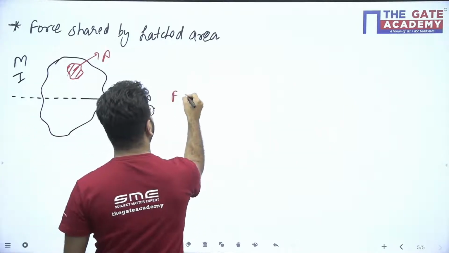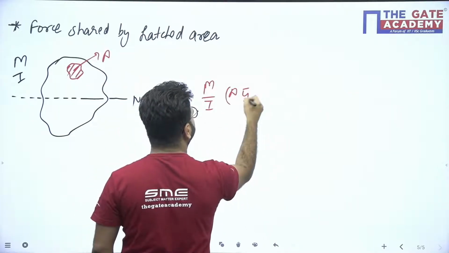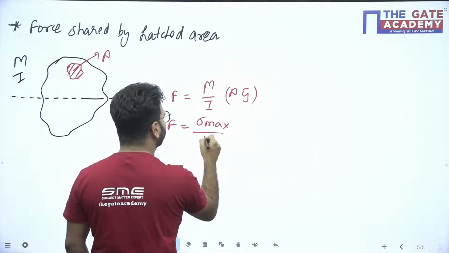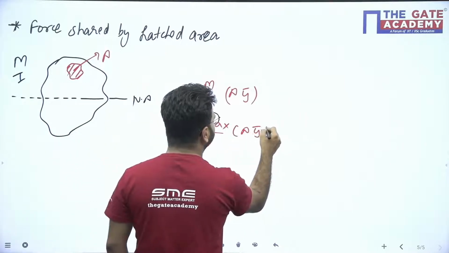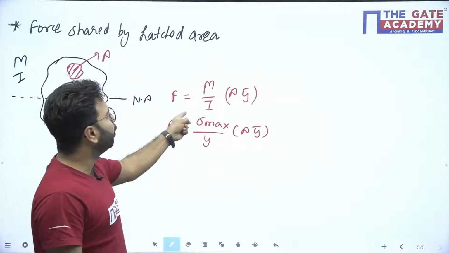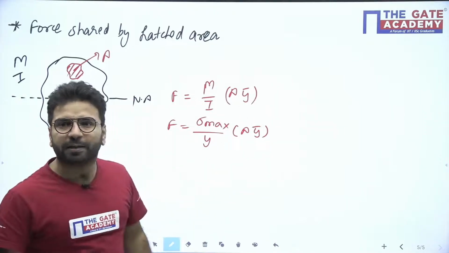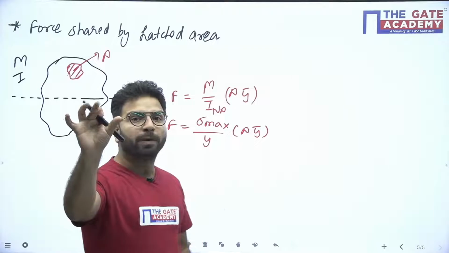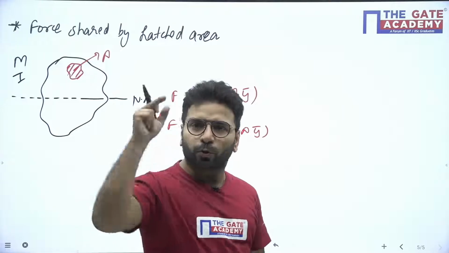F is equals to M upon I into A into Y bar. M upon I can also be written as sigma upon y, so sigma max upon y into A into Y bar. If the question comes on force shared by the hatched area, you have to apply this formula. Now, M is bending moment, I is moment of inertia about the neutral axis. Always, moment of inertia is about the neutral axis. All the time, moment of inertia is about the neutral axis only.